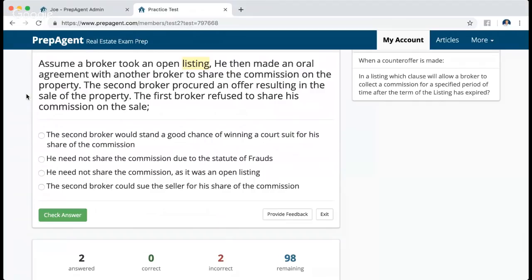A, the second broker would stand a good chance of winning a court suit for his share of the commission. B, he need not share the commission due to the statute of frauds. C, he need not share the commission as it was an open listing. Or D, the second broker could sue the seller for his share of the commission.